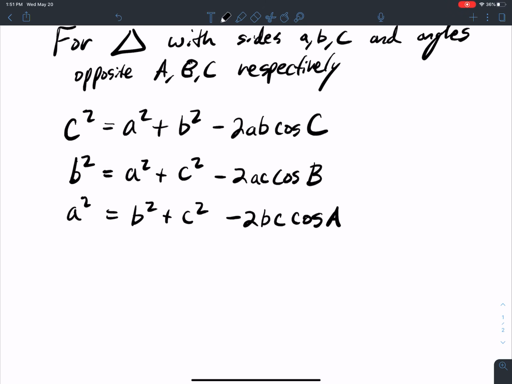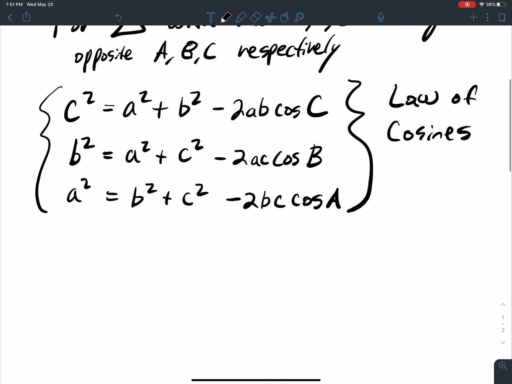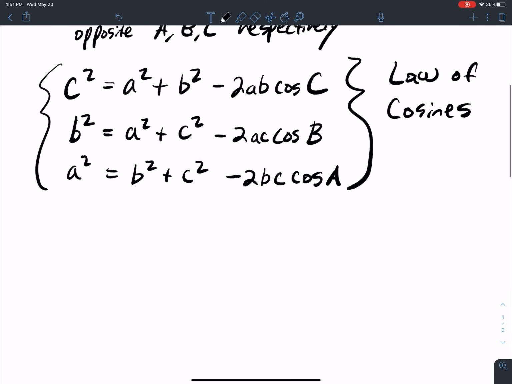Okay. Make sure I got these correct. They're also in your book. These are the law of cosines. Okay, looks good. All right. So, there's a proof in your book. If you want to go through that, that's fine.